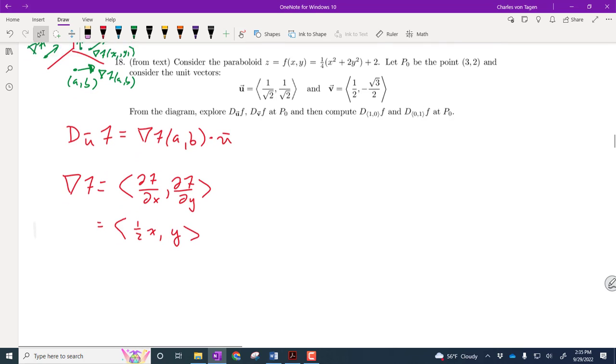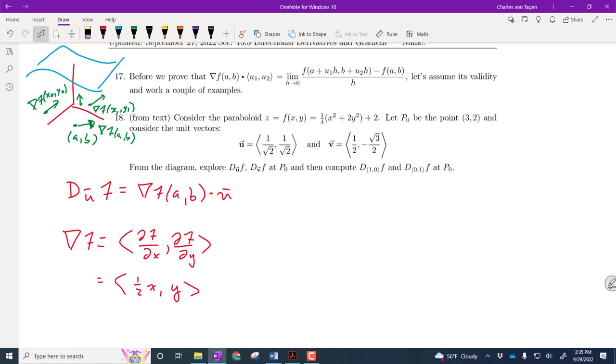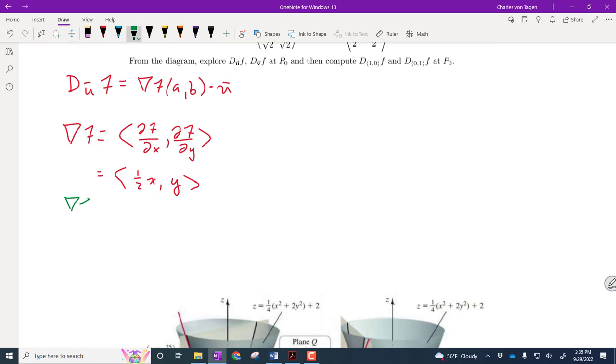But we're specifically computing the directional derivative for this function at the point 3, 2. So we're going to evaluate the gradient at the point 3, 2. If we do so, we end up with 1/2 times 3, 2. And so we end up with the gradient being 3/2, comma 2. There's the gradient at that particular point.